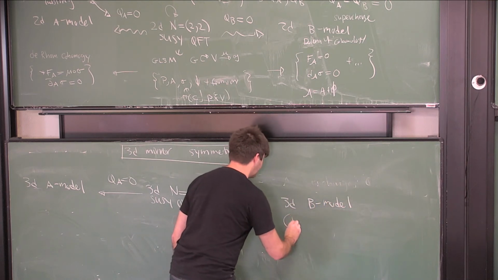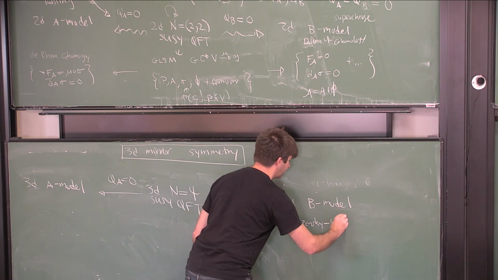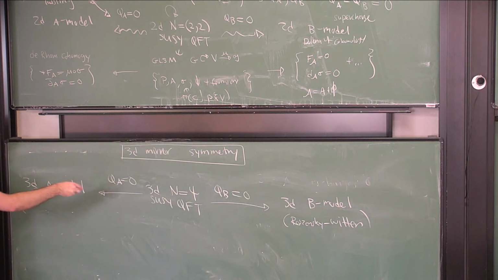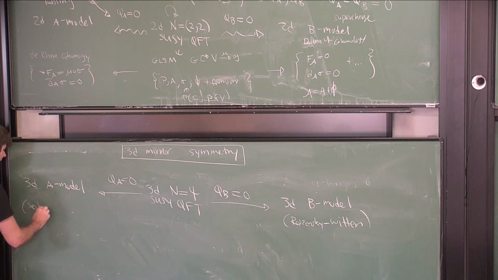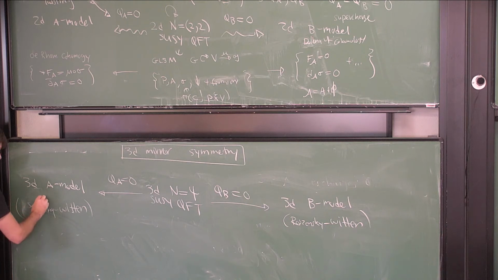So this one goes also by the name of Rozansky-Witten theory. And most of what we're going to do is actually unpack the details of what these theories are. And this one goes by the name also of 3D Seiberg-Witten, or maybe 3D Donaldson.